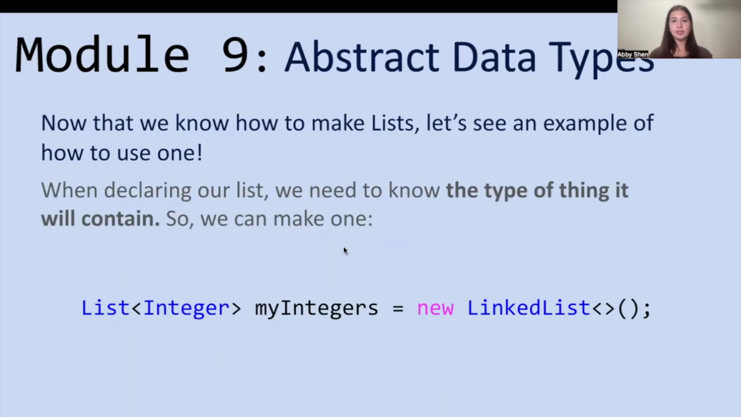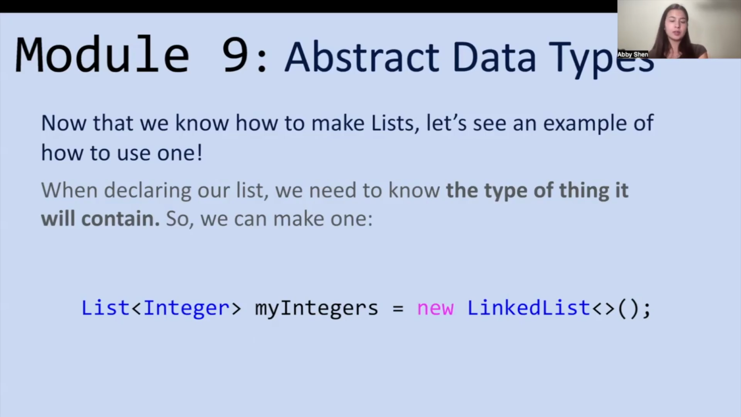Now that we know how to make lists, let's see an example of how to use one. When we're declaring our list, like I mentioned, we need to know the type of thing it will store. In this instance, we want to store integers, so we'll use this syntax to initialize an integer list. We say List, and then in angle brackets, Integer, and then whatever name we want to give this list, myIntegers, equals new LinkedList. You notice those are just two empty angle brackets. You don't need to explicitly put the type in there.